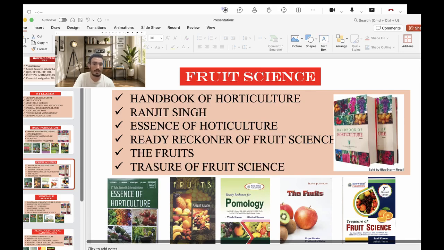Next we have Treasure of Fruit Science. This is an objective-based book written by ARS scientist Sunil sir. You will find past year questions of JRF, SRF and 10 to 12 mock tests of Fruit Science. So this is also an important book.